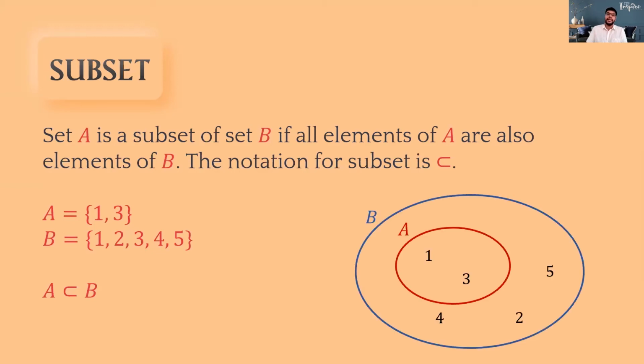So children, in a Venn diagram form, this is how you will show it, right? So you have set B, it is the big blue circle, set A is the smaller red circle. So children, if it's a subset, when you draw it in a Venn diagram, set A will be inside set B, right? That's how you will show it.